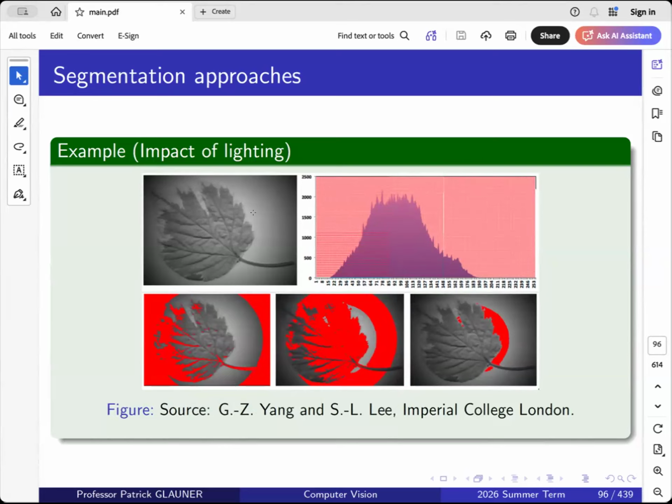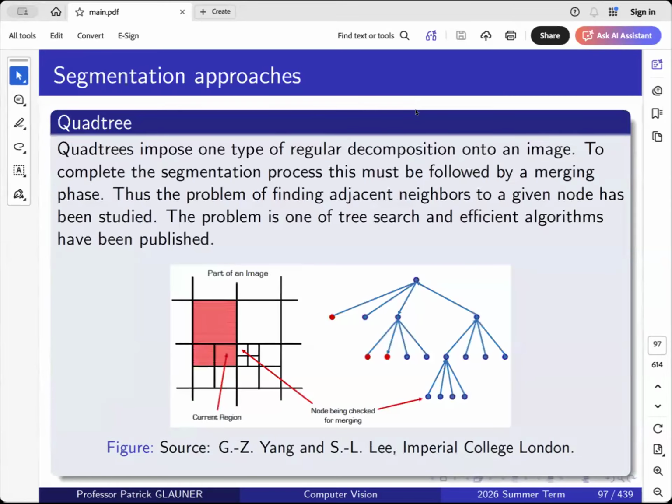So we see this histogram approach for segmentation is helpful, but only if there is little noise and if we have reliable illumination. Here, for this setting, it doesn't really work. Then there are lots of other approaches for segmentation. I mentioned before, some algorithms do merging, some do splitting. This could even be combined as a method that is called a quadtree. A quadtree is an approach that allows us to do a decomposition of an image.